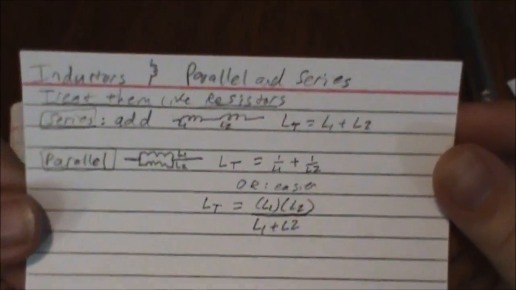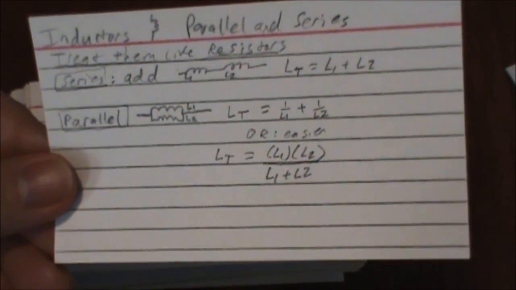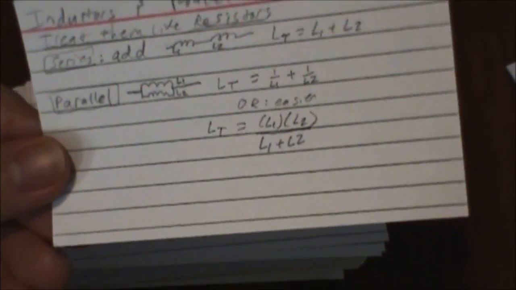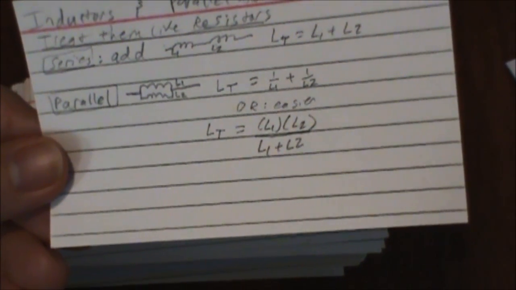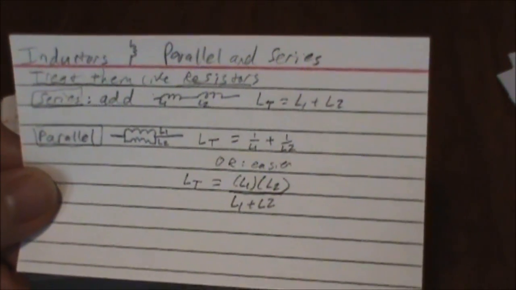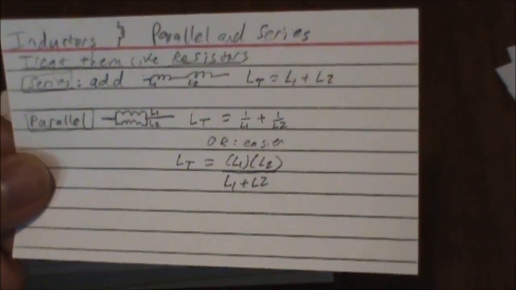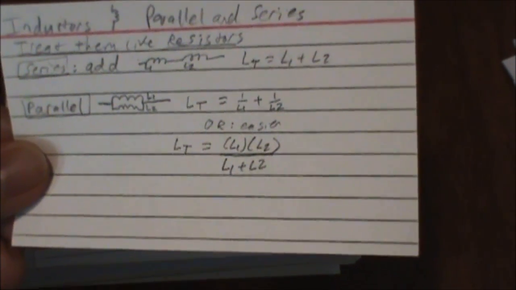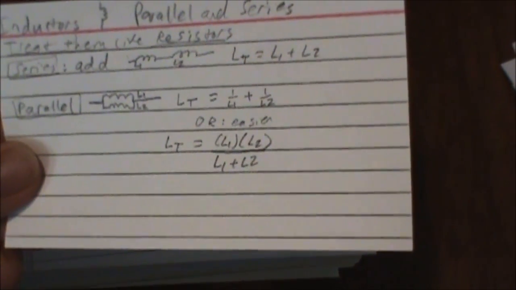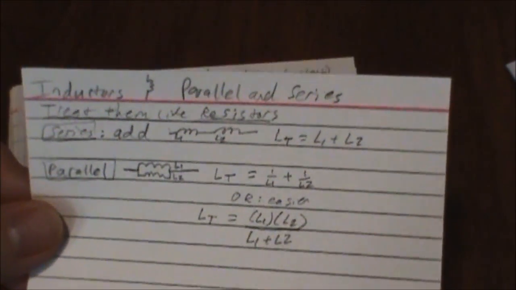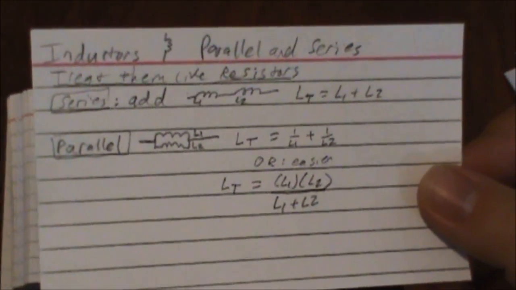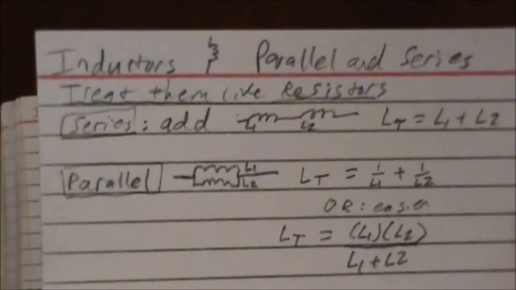So inductors can be treated like resistors, and I didn't make a flashcard for resistors in series and parallel because that's pretty straightforward. Resistors in series add, and resistors in parallel, you take the reciprocal of each value and add them up and then take the reciprocal of that number. But it's basically going to treat inductors the same way as resistors.